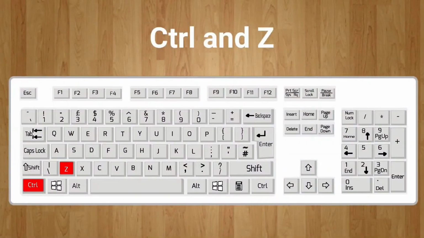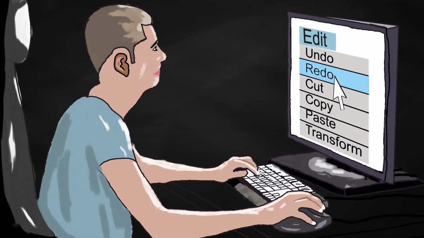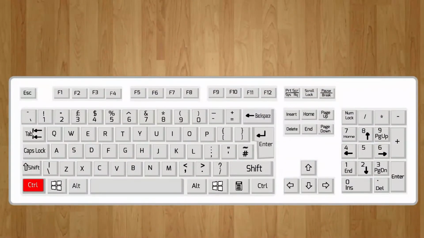So here is the shortcut. For undo, press Ctrl Z, and for redo, press Ctrl Y. To do multiple undo or multiple redo, press Ctrl Z or Ctrl Y multiple times.